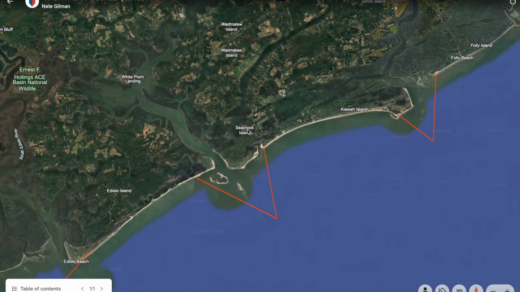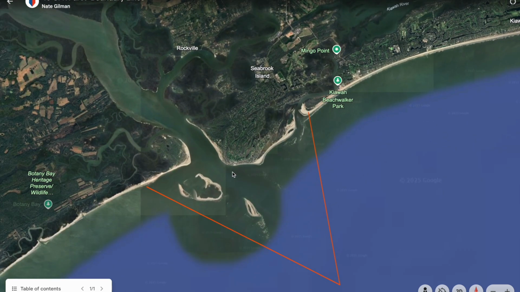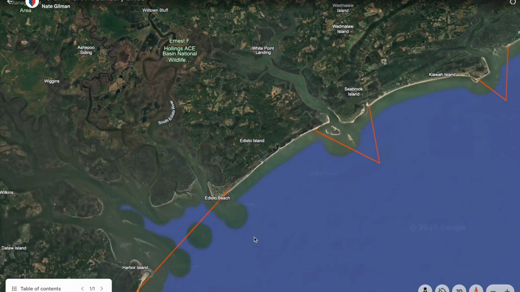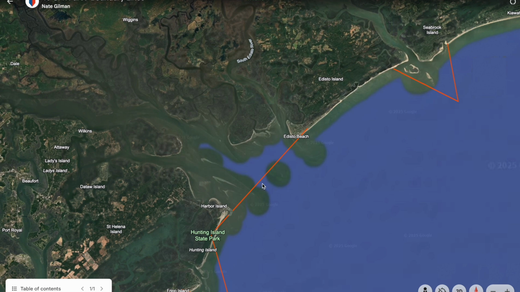Same with between Seabrook and Kiowa, you have this line where this is all near coastal, and then this is inland the whole way coming in. So if you don't make it outside, that counts as an inland sea day. But if you make it outside there, that day counts as a near coastal sea day.